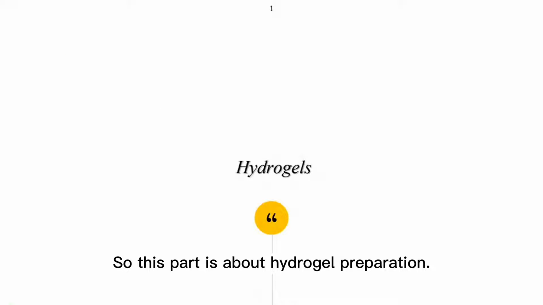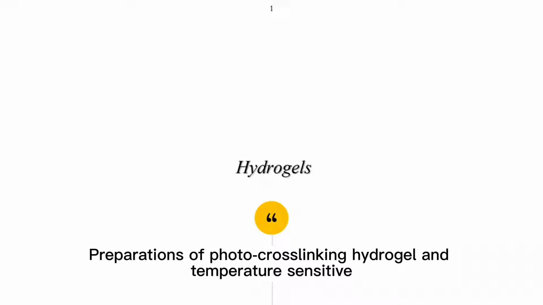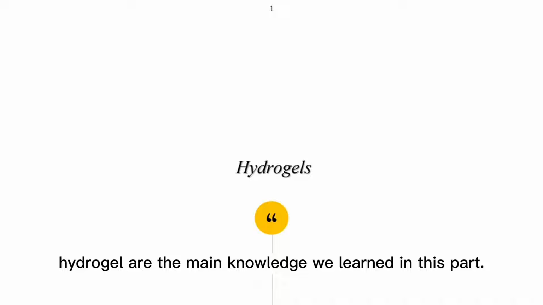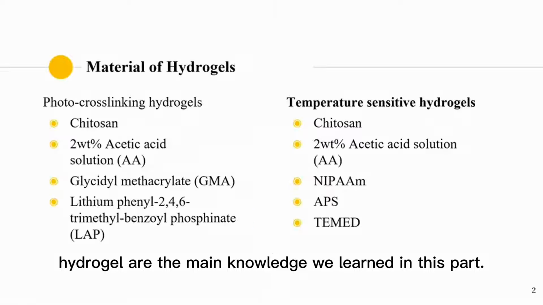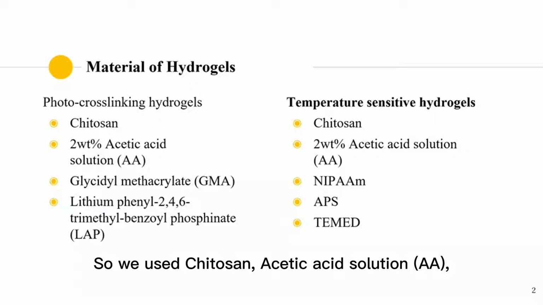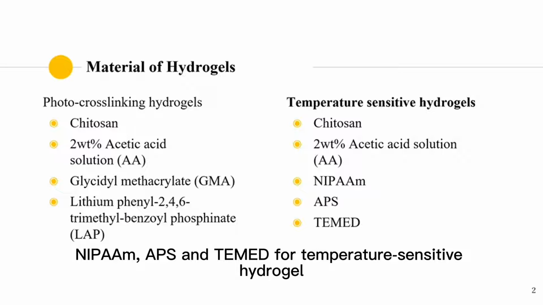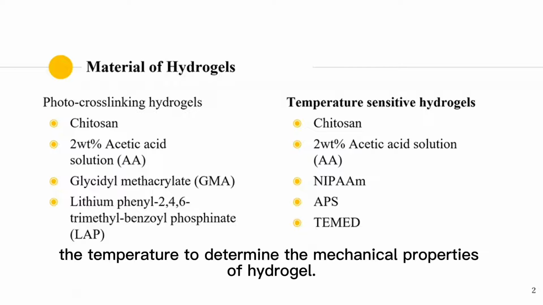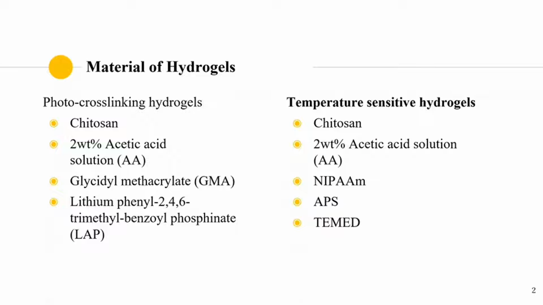So this part is about hydrogel preparation. Preparation of photo-cross-linking hydrogel and temperature-sensitive hydrogel are the main knowledge we learn in this part. So we use ketone, acetic acid solution AA, napalm, APS, and TMIC for temperature-sensitive hydrogel and control the temperature to determine the mechanical properties of hydrogel.